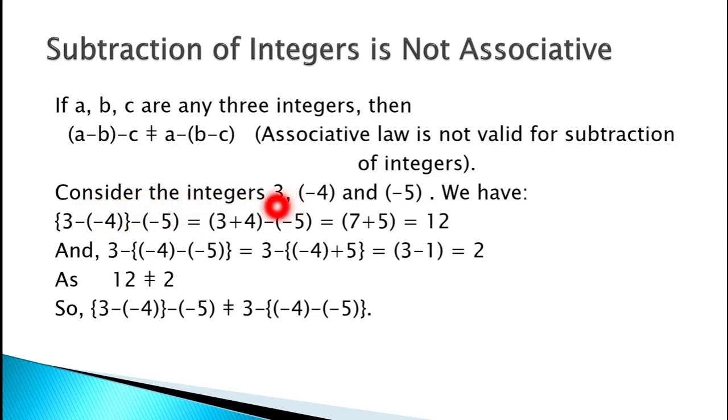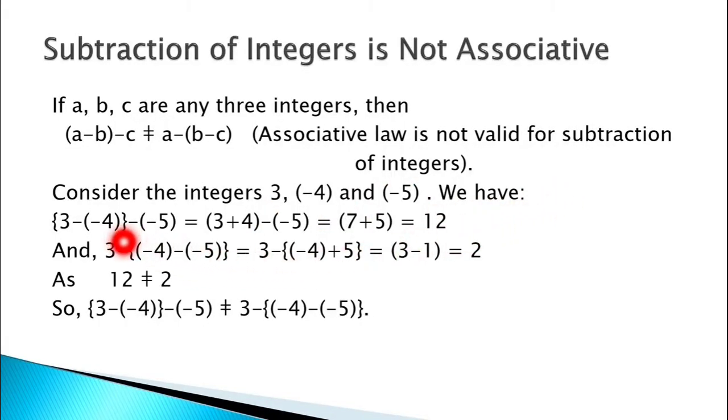Here we have taken three integers 3, minus 4 and minus 5. So let us start. First we will subtract minus 5 from the resultant of 3 minus minus 4. So it can be written as 3 plus 4 minus within bracket minus 5, which is equal to 7 plus 5, and it gives the result 12. Now we subtract the resultant of minus 4 minus minus 5 from 3. So it can be written as 3 minus within bracket minus 4 plus 5, which comes out to be 3 minus 1, and we have the result 2. So it is clear that 12 is not equal to 2.